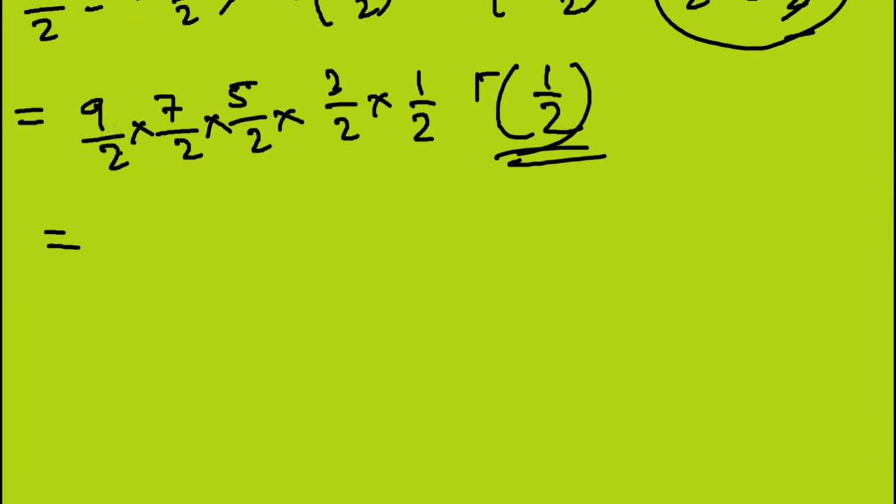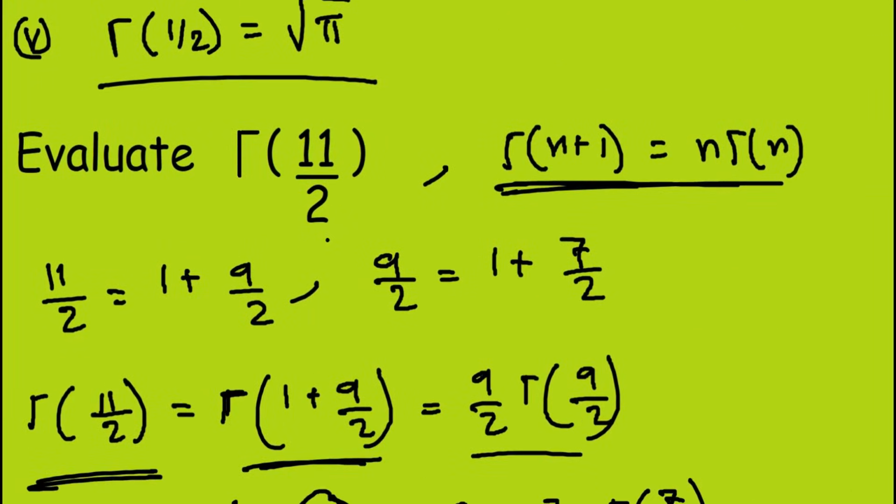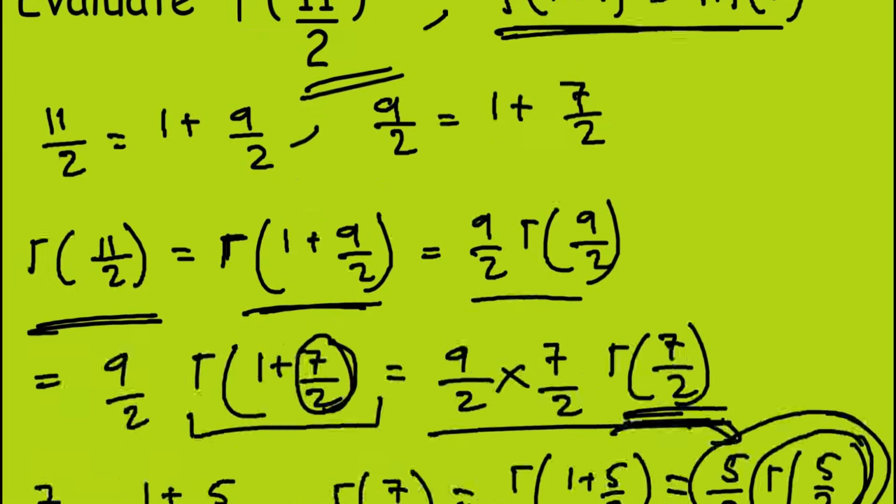So this will be equal to 9 by 2 into 7 by 2 into 5 by 2 into 3 by 2 into half into root pi. So if you do the entire thing, you will get 945 divided by 32 times root pi. This is the value of gamma 11 by 2. So we will solve more problems.